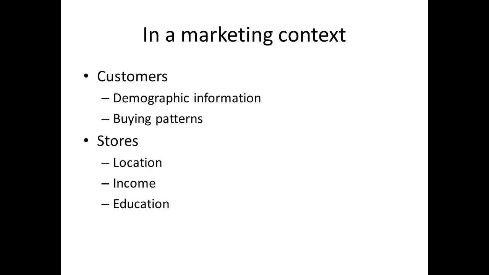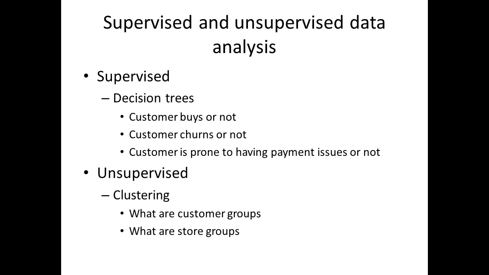our marketing strategy. Or to bring a few more examples, in a marketing context, besides those customers and their demographic information and buying patterns, we could also be talking about the stores. We could take into account the store's location, the income of the people at that location, and the education level of the people at that location as well.